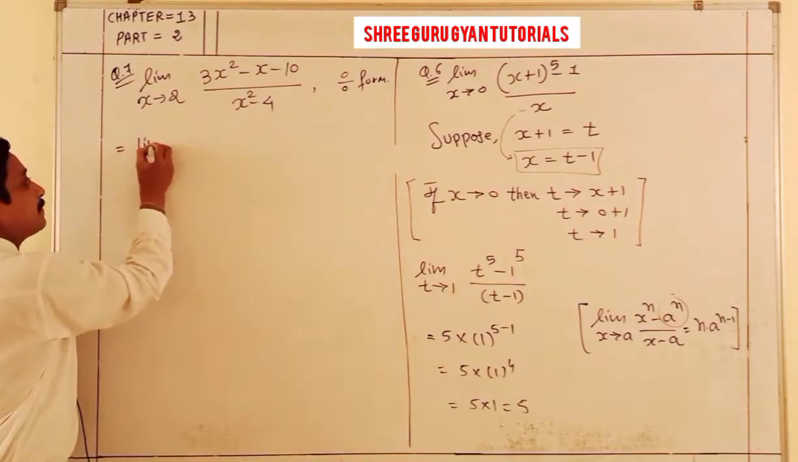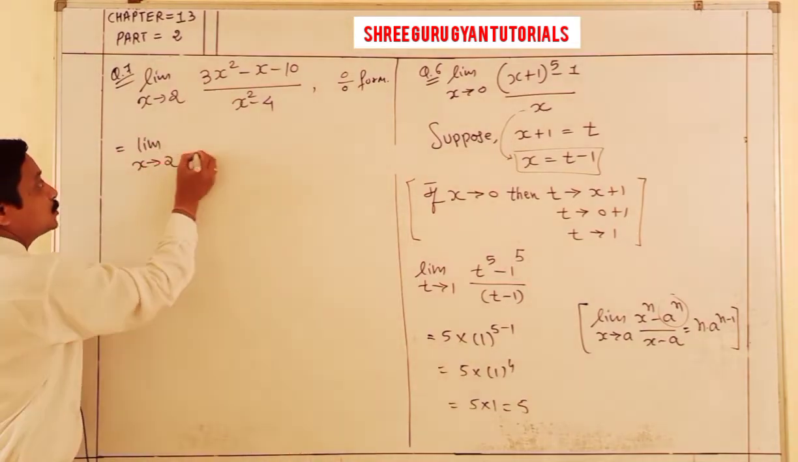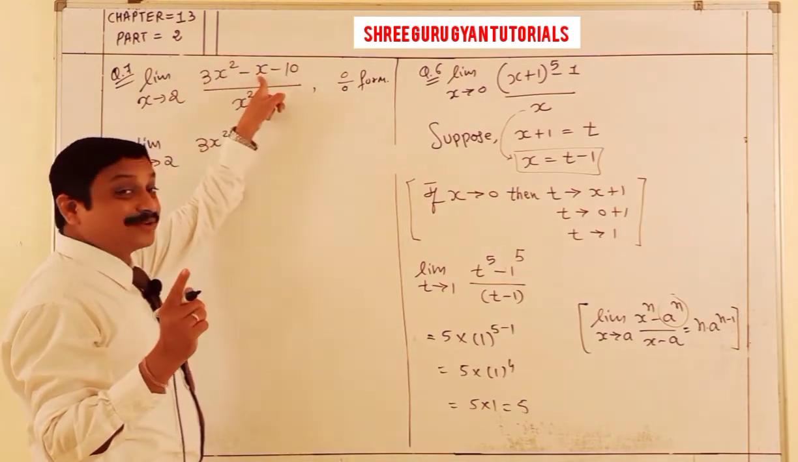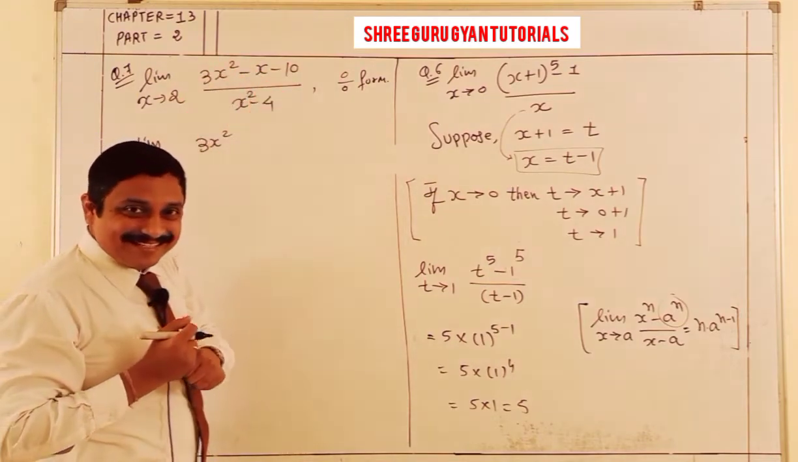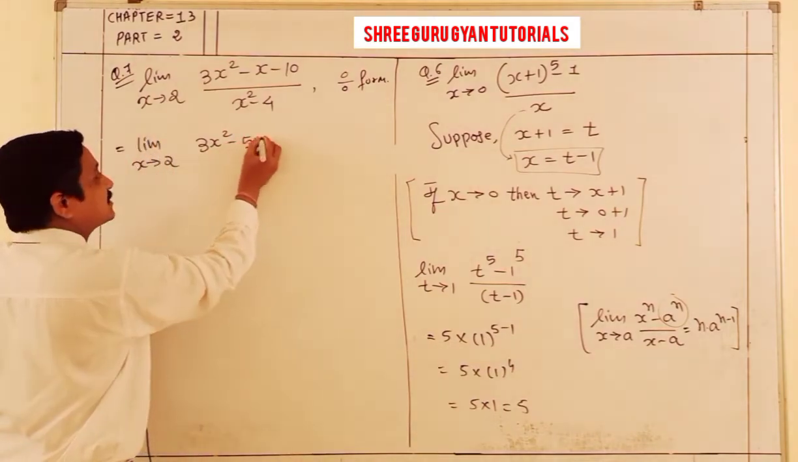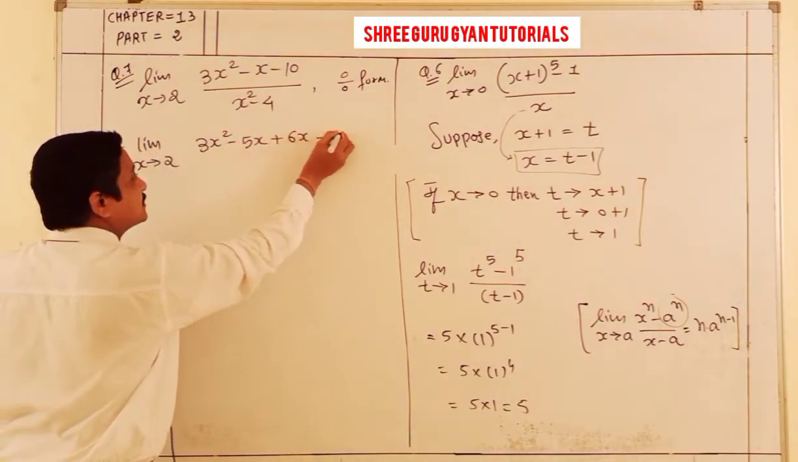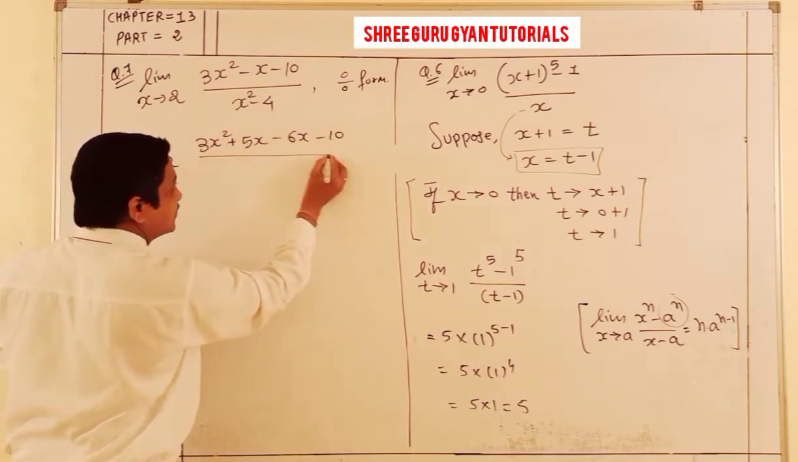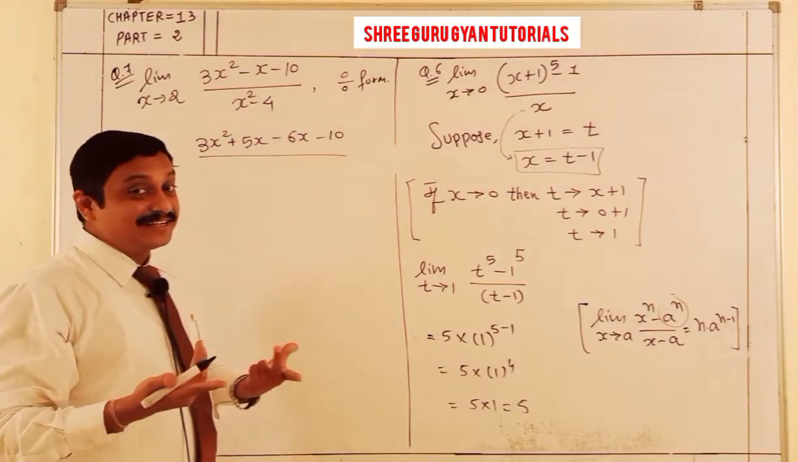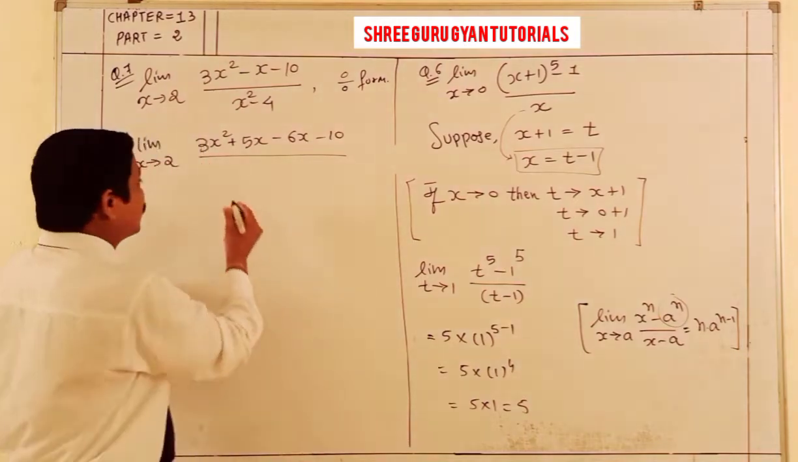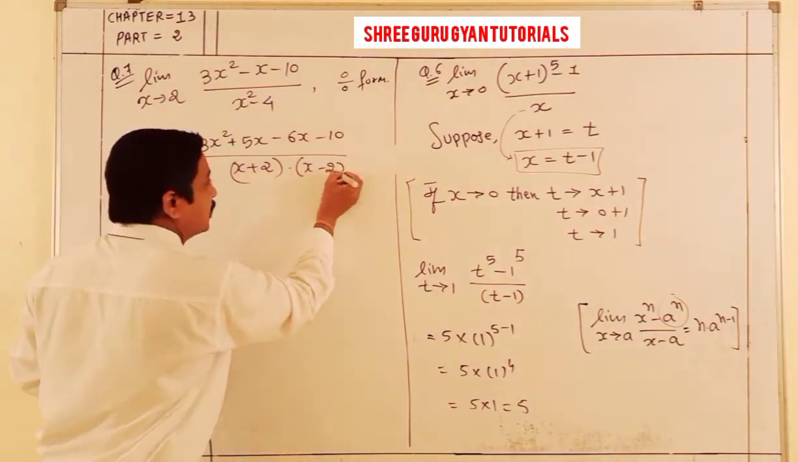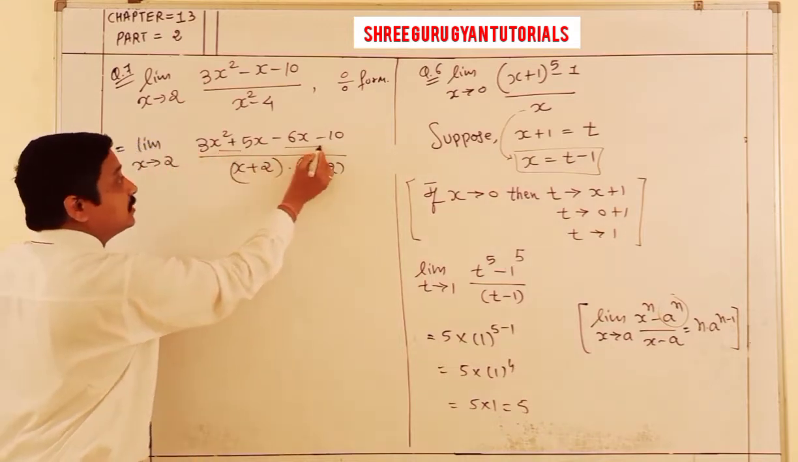So limit x tends to 2, 3x². 3 tens are 30, but I want minus 1. It means 5 and 6. So minus 5x plus 6x, minus 1 carry, so this plus and that minus. 6 fives are 30 and 10 threes are 30. So the denominator also is (x + 2)(x − 2). Now you will take two common values.